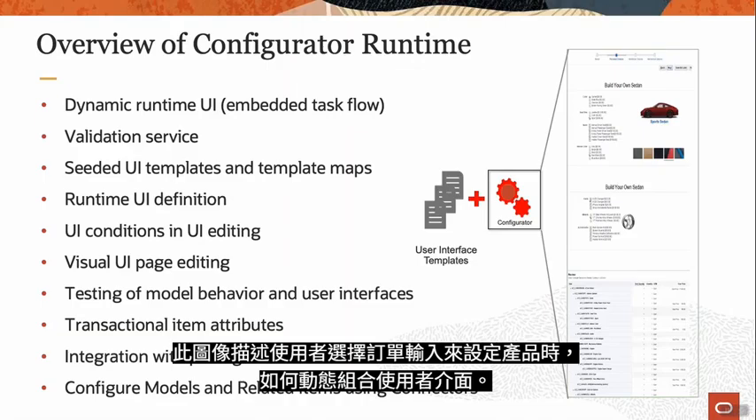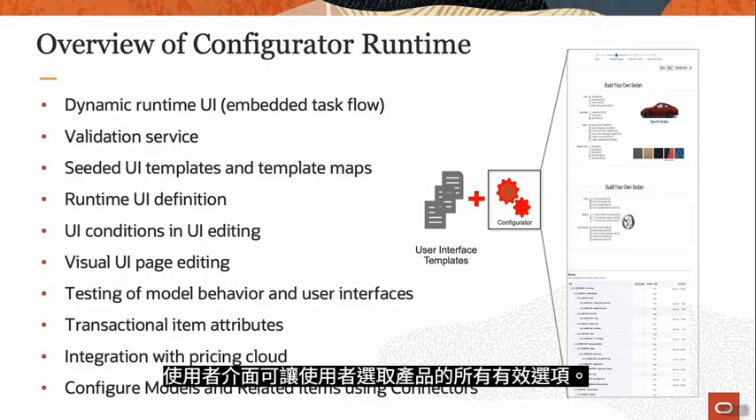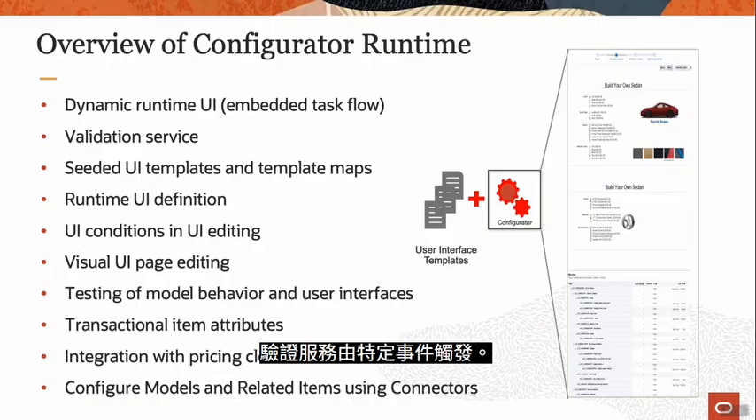This image depicts how a user interface is dynamically assembled when a user chooses an order entry to configure a product. The user interface enables the user to select all the valid options for the product. Here are some of the runtime features.